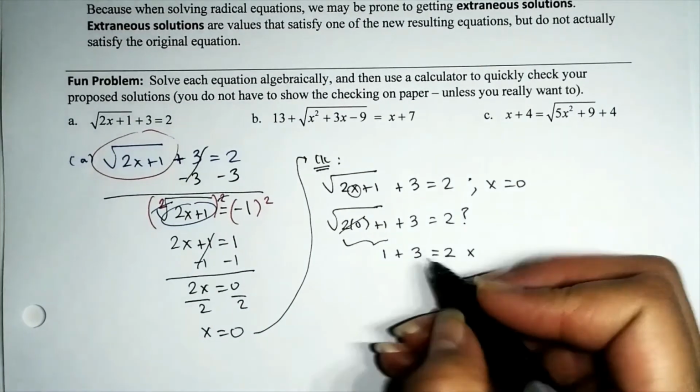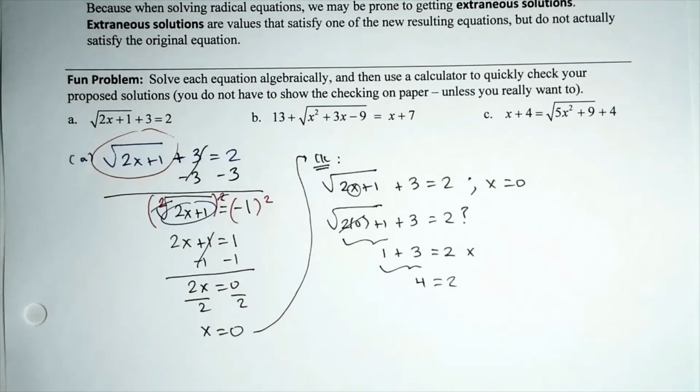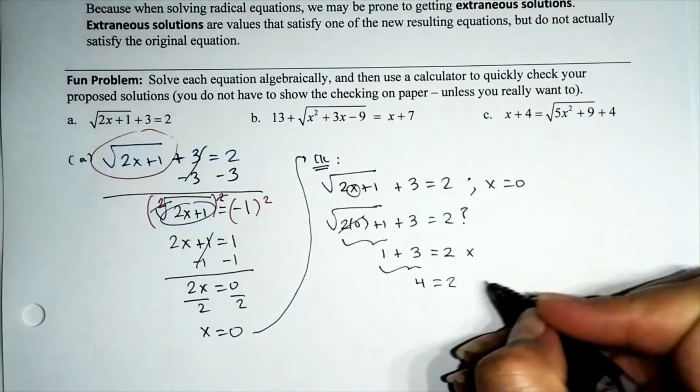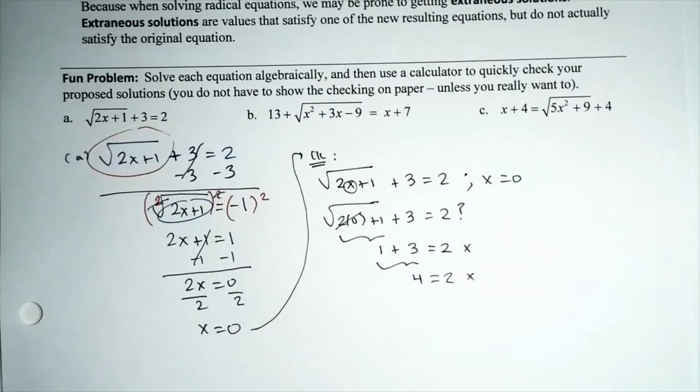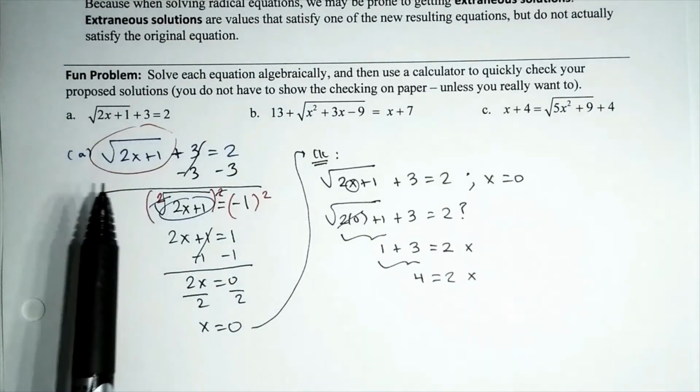If you want to finish it off, though, then you have 4 equals 2. So the question is, did it check out? No. Under normal circumstances, I would be like, oh man, I made a mistake. But we have to have faith in our algebra. We did it.